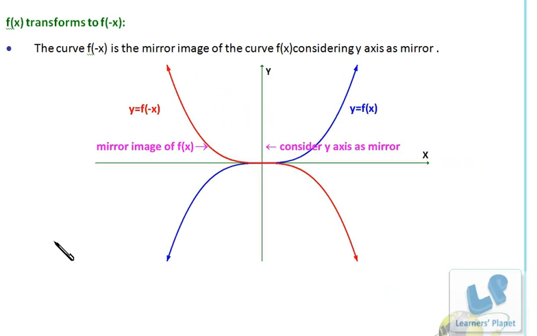You can see some of the examples over here. When f(x) is transforming to f(-x), the curve f(-x) is the mirror image of the curve f(x), considering the y-axis as the mirror, right? So this is a mirror, this is the graph of f(x), the blue line, then this will be the graph of f(-x). Just an inversion along the y-axis, okay? You're just turning around the graph. You can very well verify the same thing by looking at the mirror.